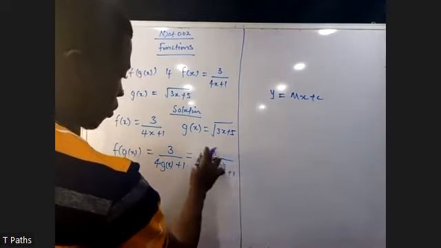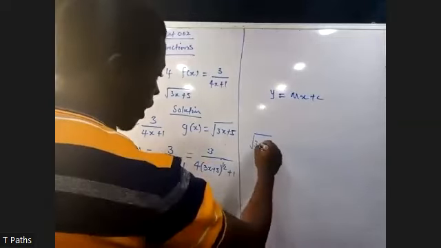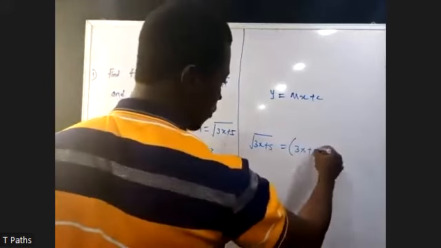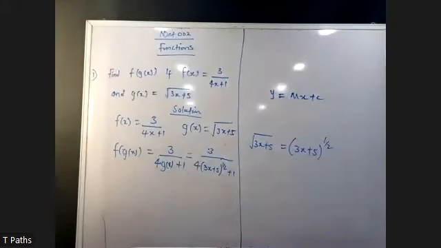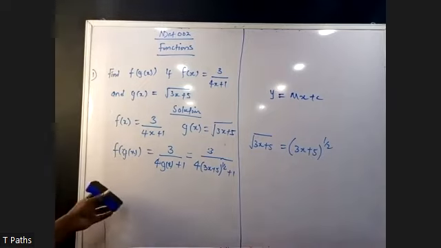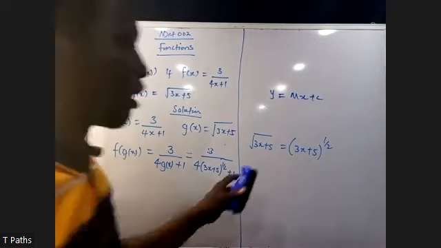So this is the same thing. Of course, from law of indices, you know that square root of 3x plus 5 is the same thing as 3x plus 5 raised to power 1 over 2. So I've not done anything. So the question is as simple as that. I believe you understand. Is that clear? Is there any question? Does anybody have any question based on what I've done? All right, let's see another example.